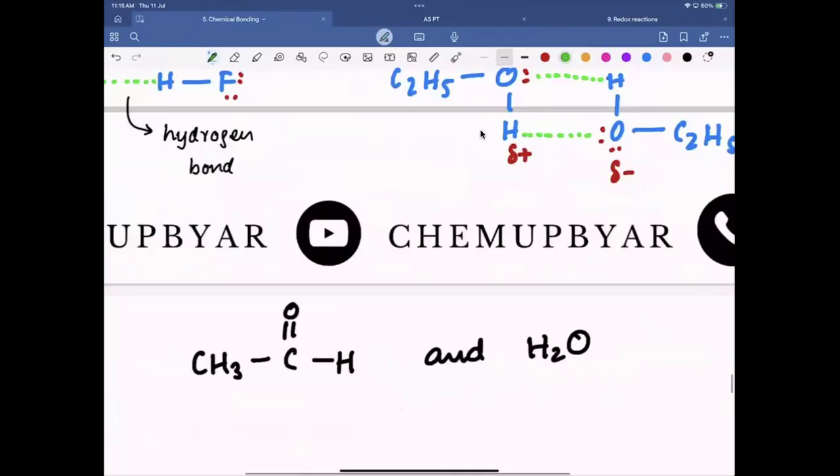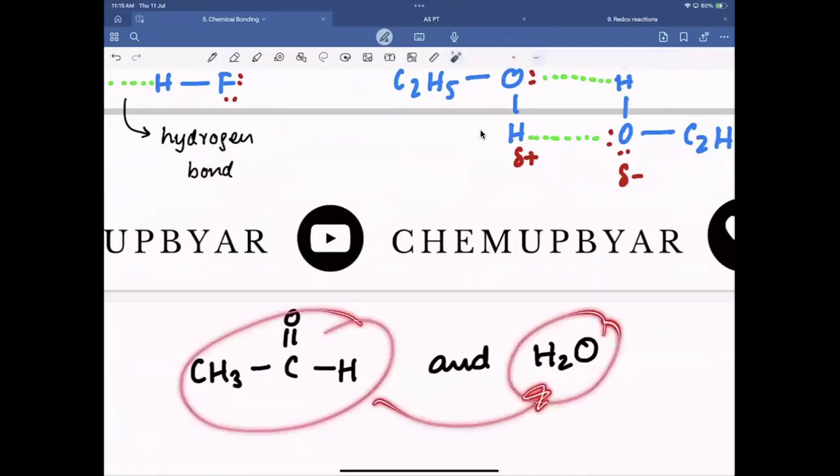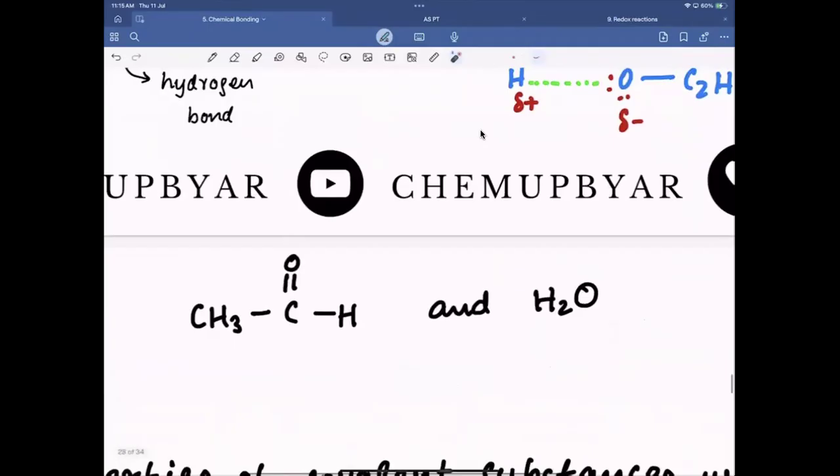Okay. Now, can a hydrogen bond exist between this and water? No, sir, because the oxygen has no lone pair. No, oxygen, see, that's what I discussed in the last class as well. Sometimes the examiner doesn't show the lone pair, but see, oxygen is forming two bonds only. So it means this oxygen has two lone pairs, and the oxygen of a water molecule also has a lone pair of electrons with it.